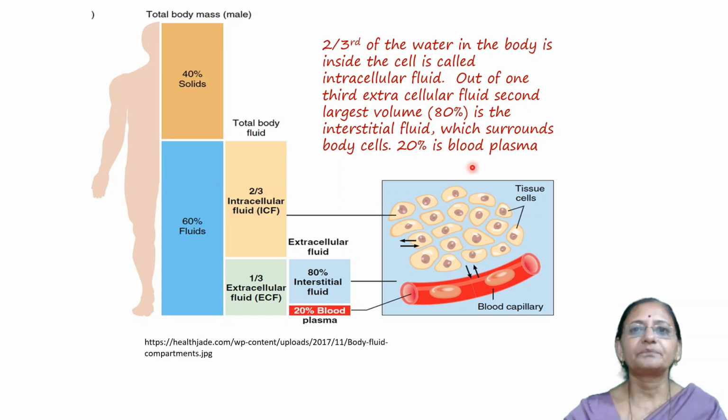Then one third is the extracellular fluid. Suppose in the human body there is 60% fluid. Out of that, 60% is intracellular fluid, that is two-thirds. And one-third, how many percent extracellular fluid? The remaining 40%, that is one-third, is formed by the extracellular fluid, that is fluid outside the cell within the body.